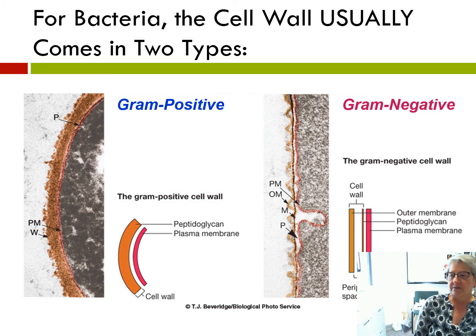For bacteria, the cell walls usually come in 2 types, gram-positive and gram-negative. Here's some electron micrographs of those cell walls. Your Labster simulation will go into more depth about the cell wall differences.